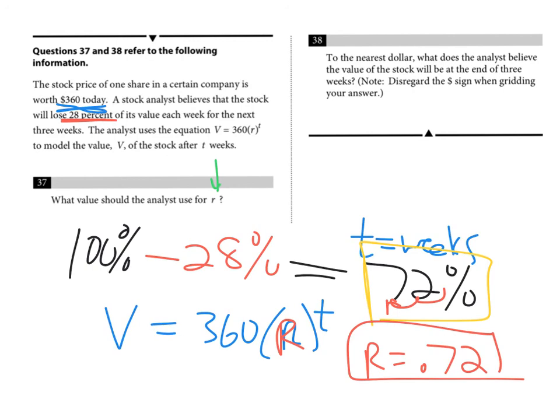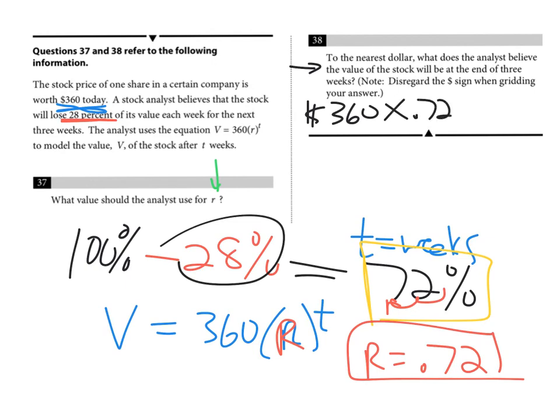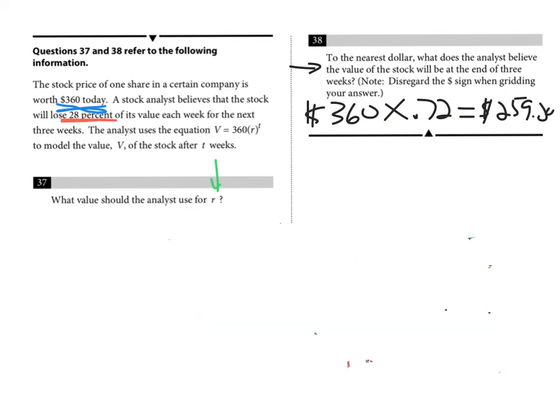To the nearest dollar, what does the analyst believe the value of the stock will be at the end of the 3 weeks? Well, it's worth $360 today. It's going to be dropping 28%, so it's going to be worth 72% the following week. So I'm going to do 360 times 0.72 on my calculator, which means the next week it's going to be worth $259.20. So it starts off at 360.